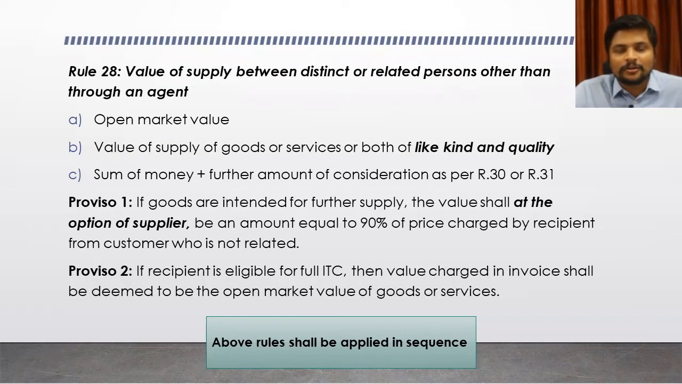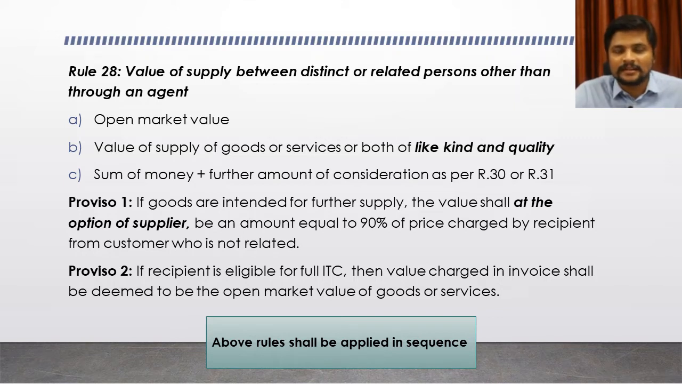Rule 27 clause B is missing in this rule 28. So in rule 28, only rule 27 clause B is missing. Rule 27 clause C has become rule 28 clause B. Whatever is provided under clause C of rule 27 has become clause B under rule 28. Both are similar. It says the value of supply of goods or services, or both, whatever the case may be, of like kind and quality.